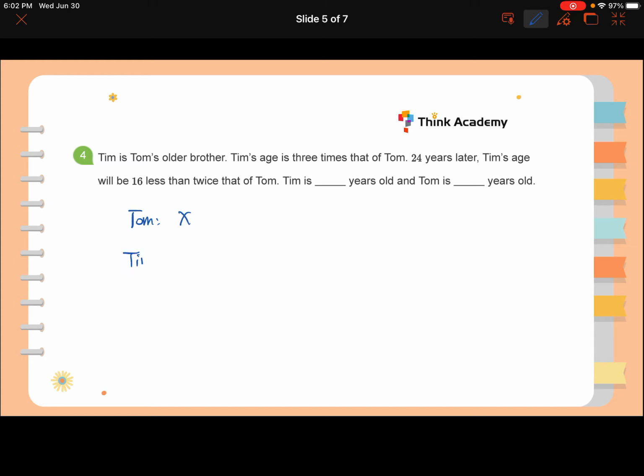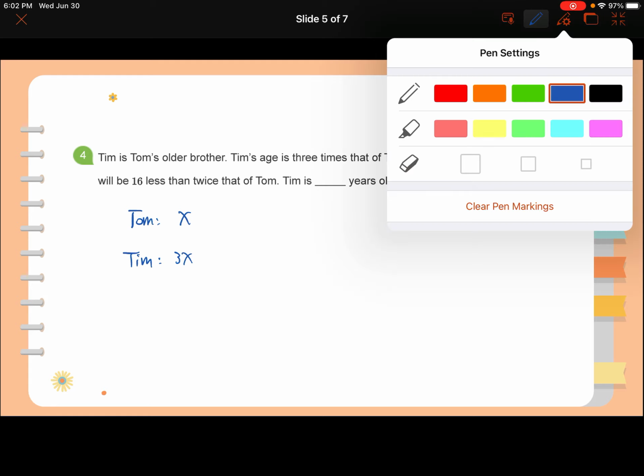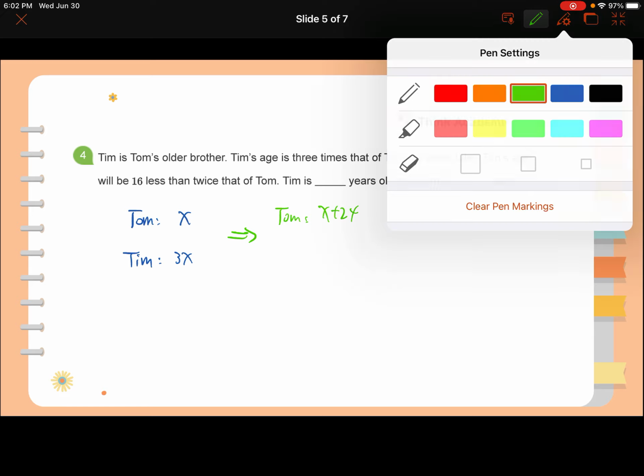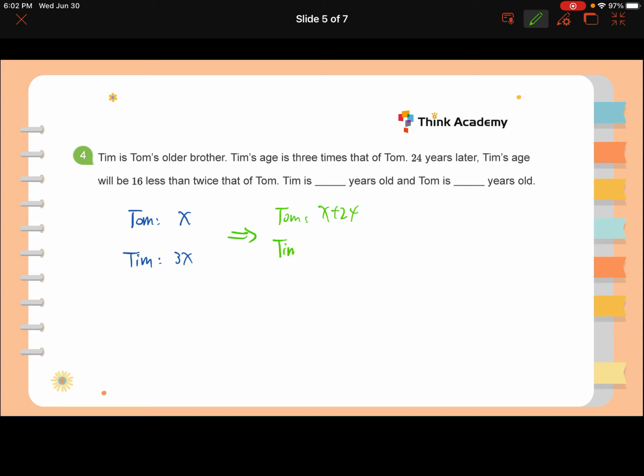And what about Tim? Tim's age is 3 times that of Tom. So Tim's age will be 3x. Now after 24 years, Tom will become x plus 24, because after 24 years, Tom's age will increase by 24 years old. And what about Tim? Tim will be 3x plus 24, because they grow up for the same time, so they added the same number.